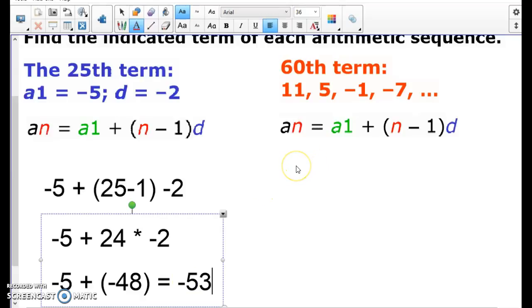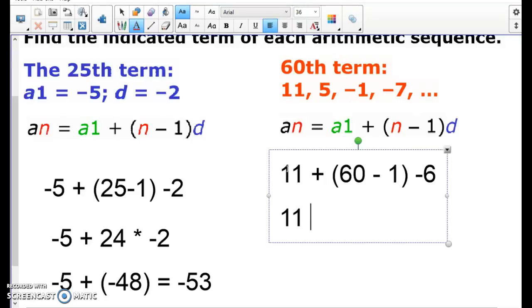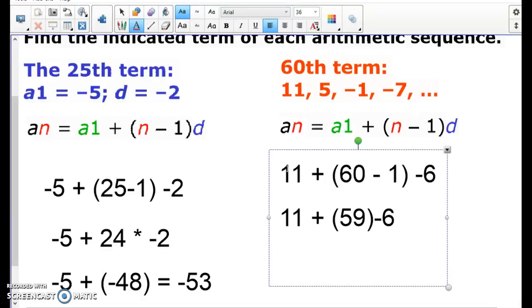Same thing on this other side here, a1, so I'm starting with 11, that's my first term, plus, it wants me to find the 60th term now, so 60 minus 1, and then times my d, which it doesn't give me this time, but I can see that it's 11 to 5. I am subtracting 6. So that's going to be a pretty big number here. So 11 plus 59 times a -6.